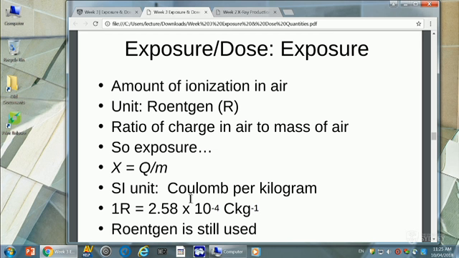Exposure, as I said to you, is simply about ionization in air. Okay? So in other words, if you've got an amount of air, you can simply have a box of air, and that's how.